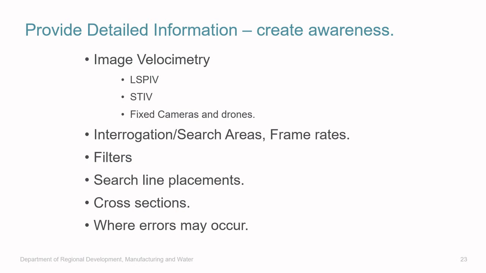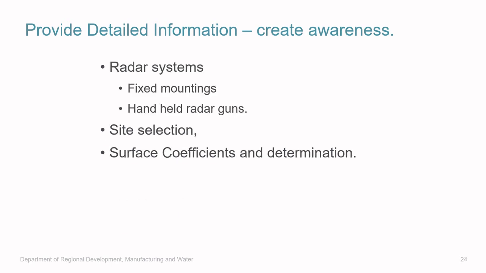So we concentrated on LSPIV and STIV image velocimetry techniques, including fixed cameras and drones. That includes information and guidelines on interrogation, search areas, frame rates, filters, and for STIV searchline placements, cross-section management and placements, and also highlighting where errors in the process could occur. For radar systems, we looked at fixed mountings as well as handheld radars, including site selection and then also surface coefficients, surface alpha, and determination of how to come up with those values.